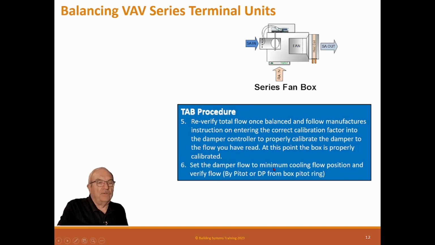Set the damper flow to minimum cooling flow position and verify flow by a pitot or DP from the box ring. Okay, because once you set this at minimum, you no longer can take the grills or a pitot here to be flow. It has to be flowed just at this damper, and you can go ahead and cut into these tubes as long as you put a T in there with a plug and hook it up to your instrument, and you can read what this pitot says, or else you could do a pitot of this incoming duct, one or the other.